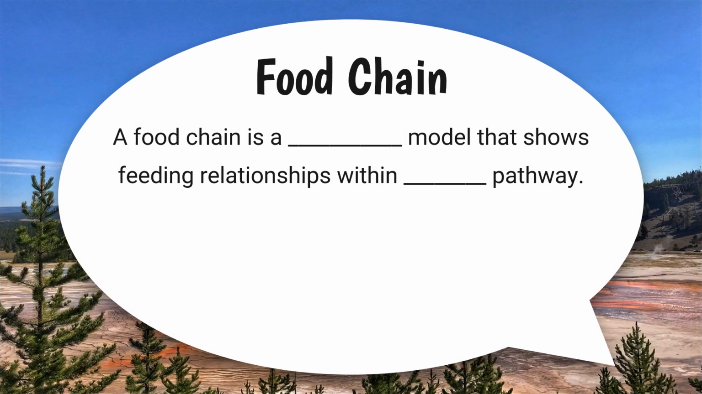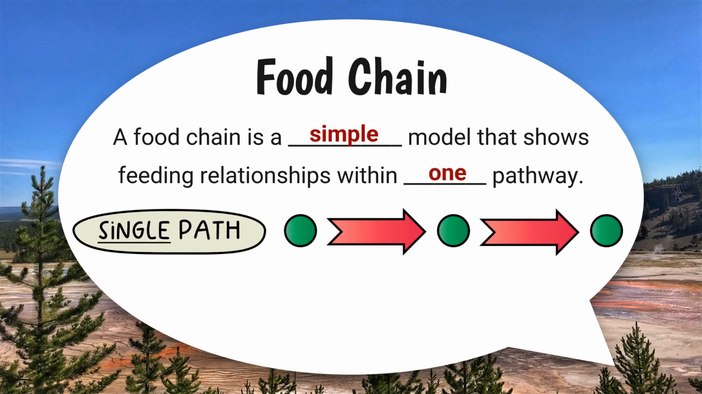All right, so a food chain is a simple model that shows feeding relationships within one pathway. So basically just a single path. And now remember, as you're filling in, be sure that you color as well, and you know where to find the colors in the classroom, or you can use your own colors.